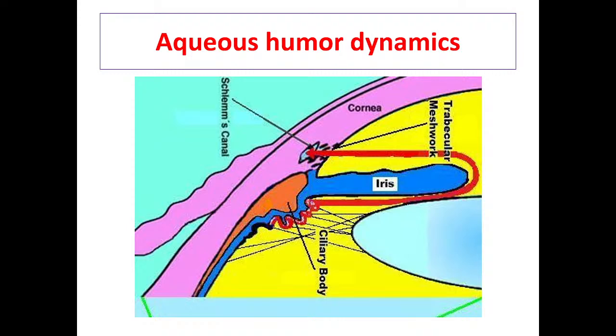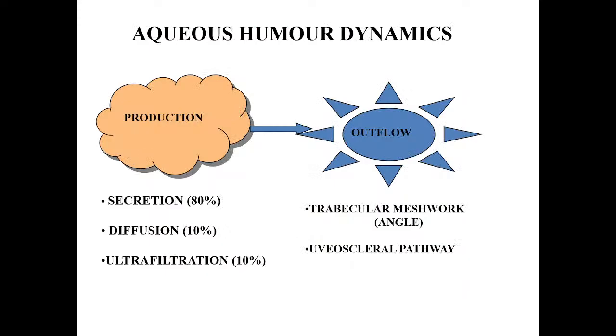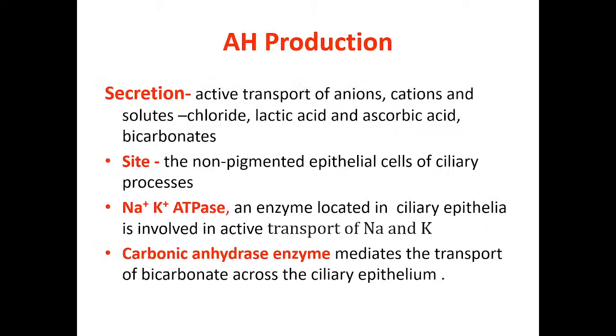Correct? I told you there are 3 mechanisms of formation: secretion, diffusion and ultrafiltration. Secretion is an active process. From here it is formed and it is drained mainly through the trabecular meshwork, but there is one more pathway, which is called the unconventional pathway. 10 to 20% of aqueous is drained by the uveoscleral outflow from the root of the ciliary body. So these are the 2 outflow pathways.